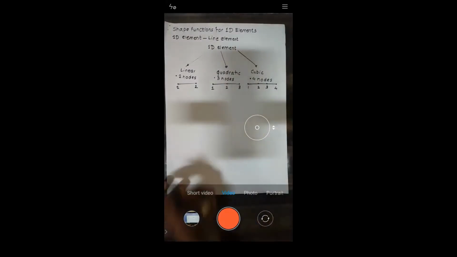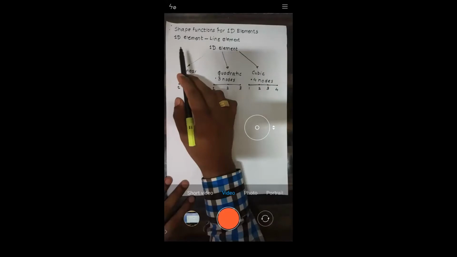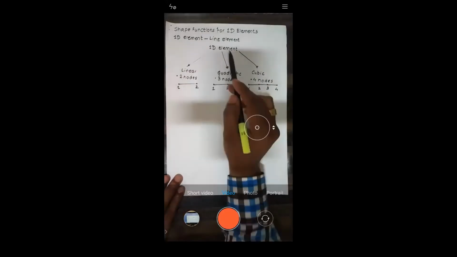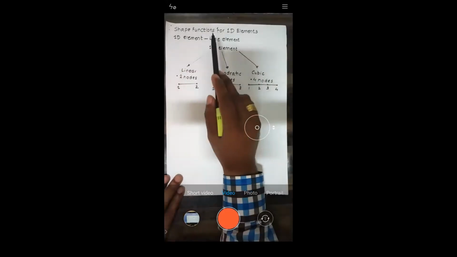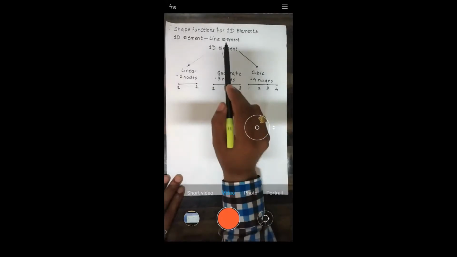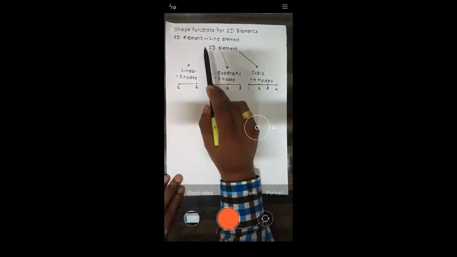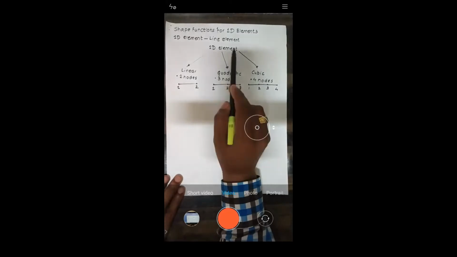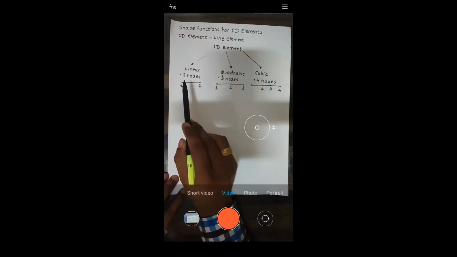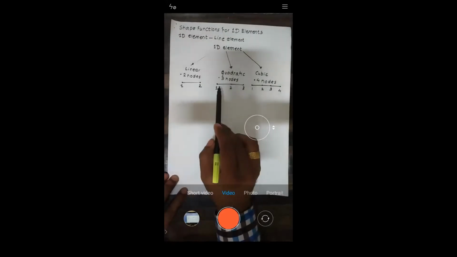So 1D elements are basically line elements. If it is with two nodes, it is called linear. If it is with three nodes, it is called quadratic.